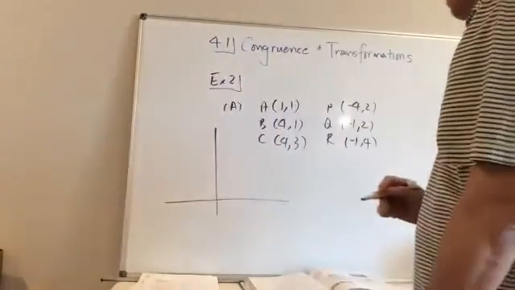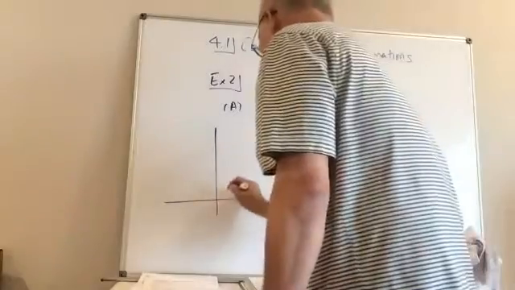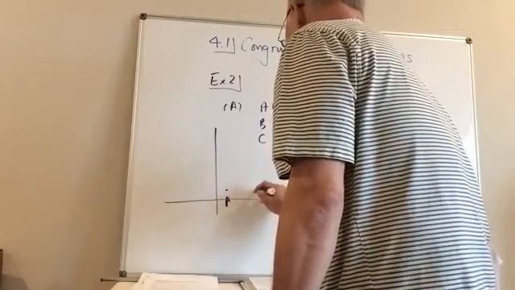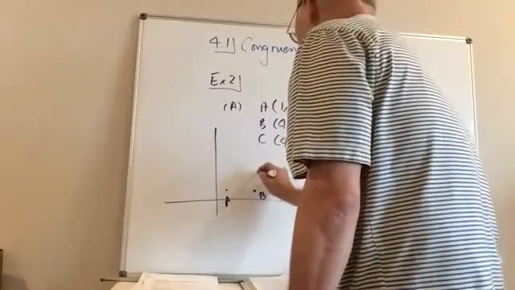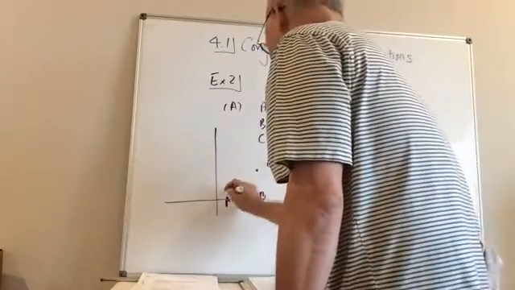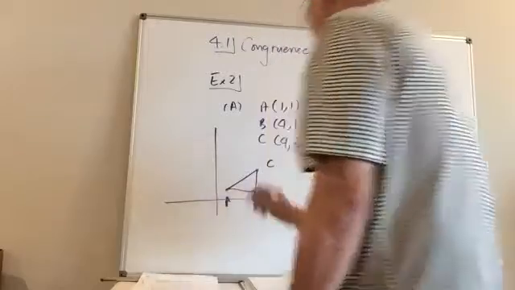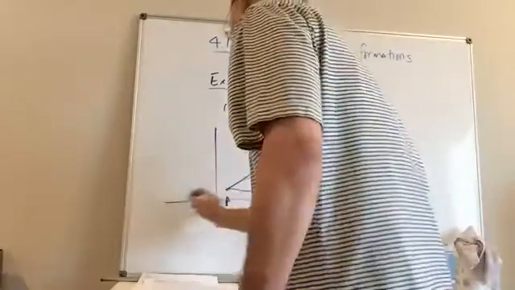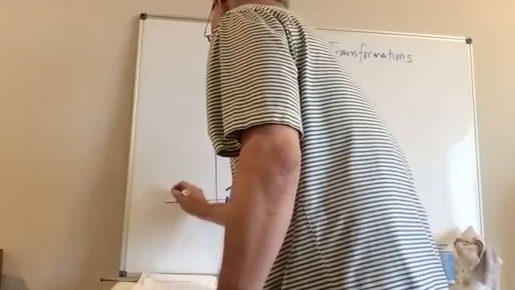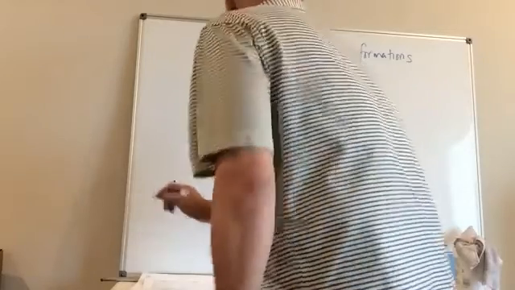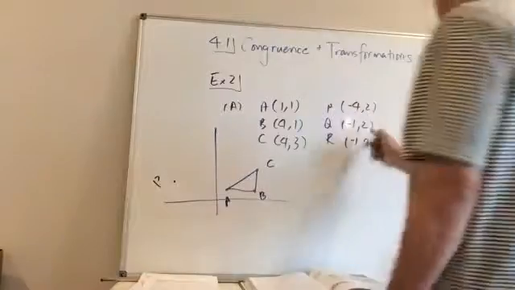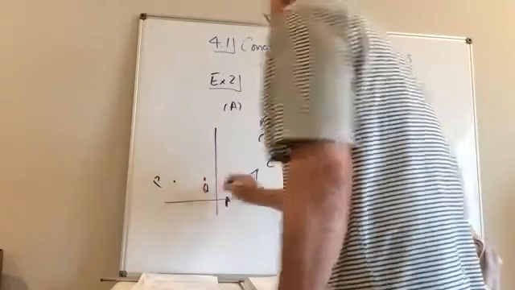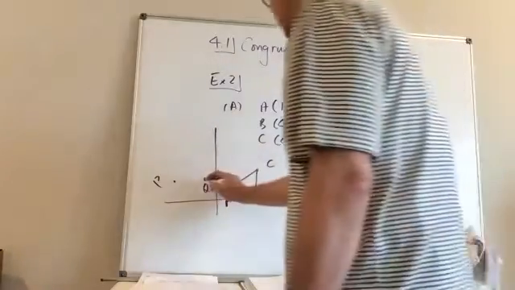Okay, what do I have? A is 1, 1. This is A. And then I have B is 4, 1. C is 4, 3. So this is my first figure. Then I have PQR. P is -4, 2. That is P. We have Q is -1, 2. That's Q. R is -1, 4.